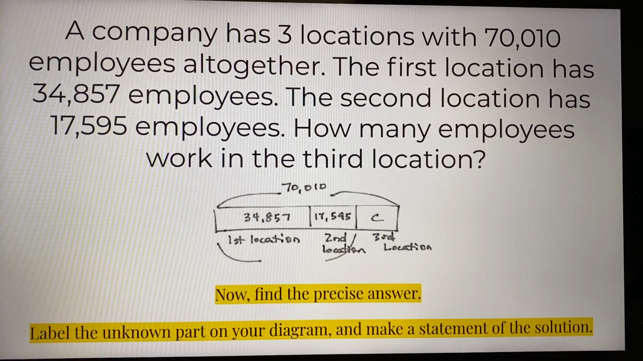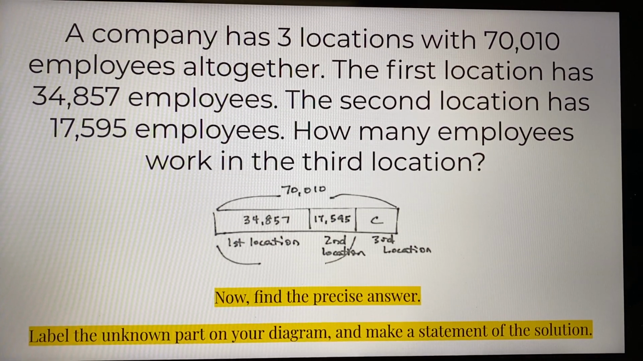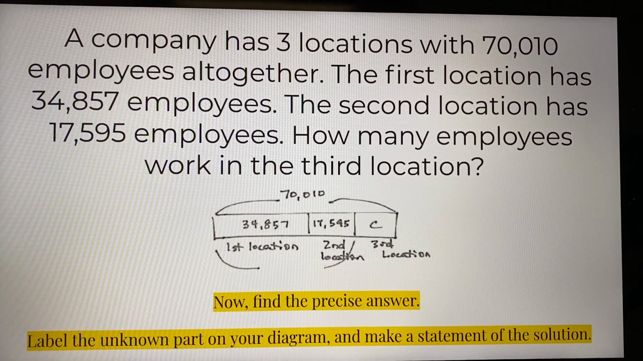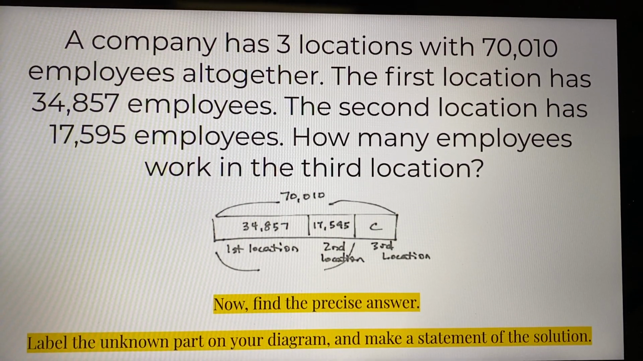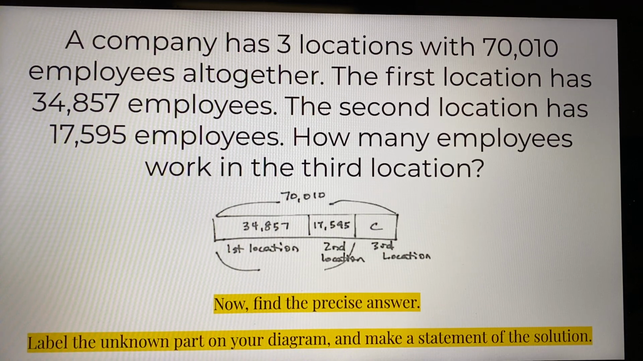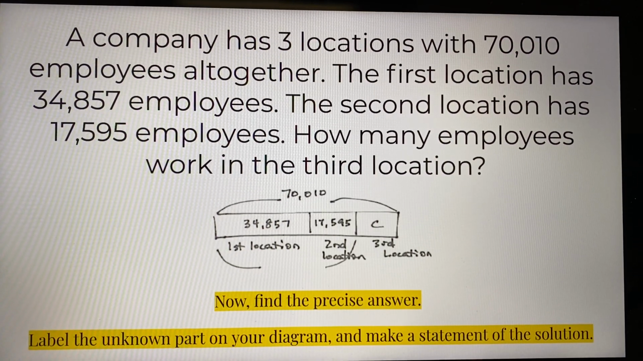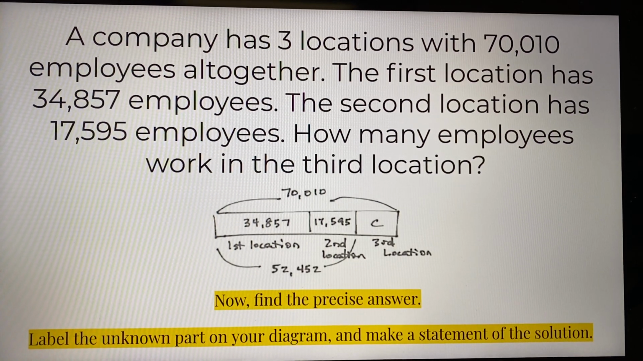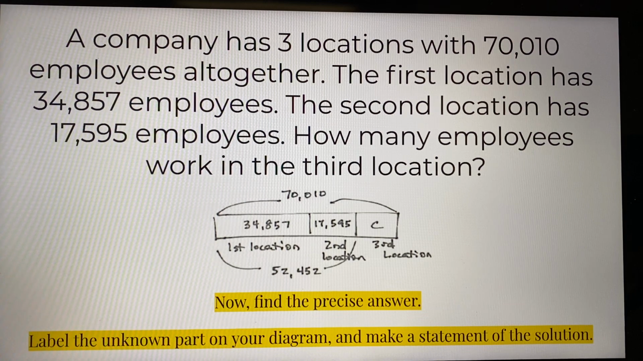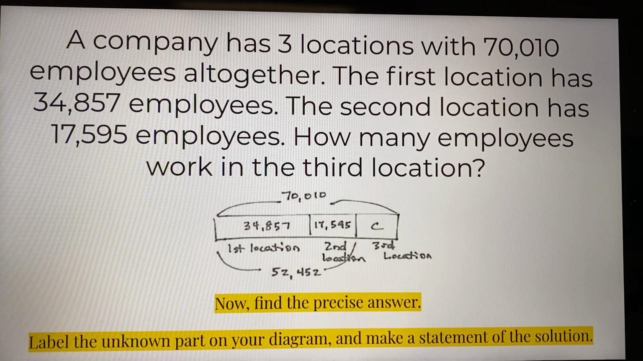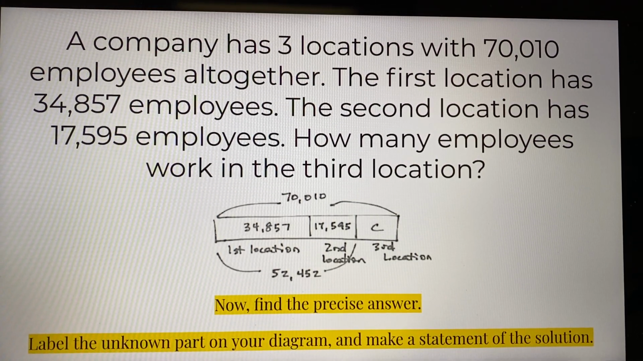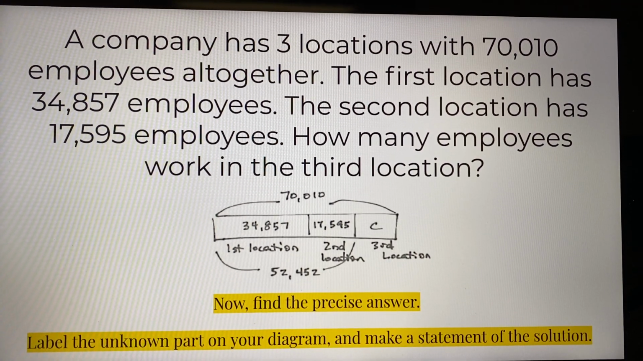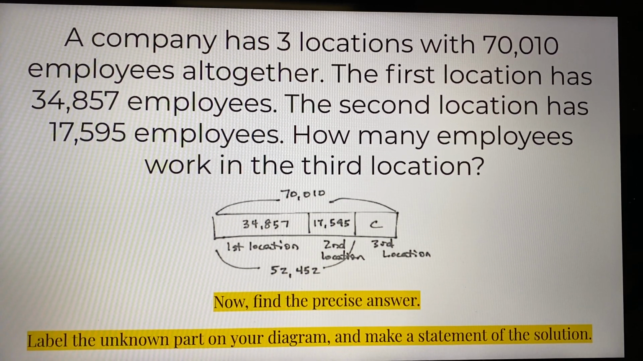All right, so we have to find the precise answer. Think about where you're going to start first. And we have to label the unknown part on your diagram and make a statement of the solution. The first thing you've got to do is add those two numbers up, 34,857 and 17,595. Once you have that, then you can go from there.